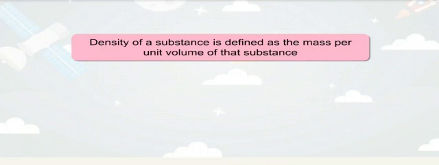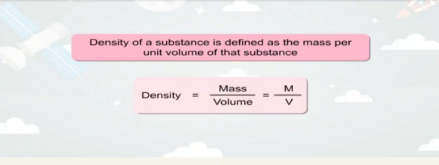Starting with density, the density of a substance is defined as the mass per unit volume of that substance. So two things we need to know: the mass and the volume. The formula for density is mass upon volume, that is m by v.